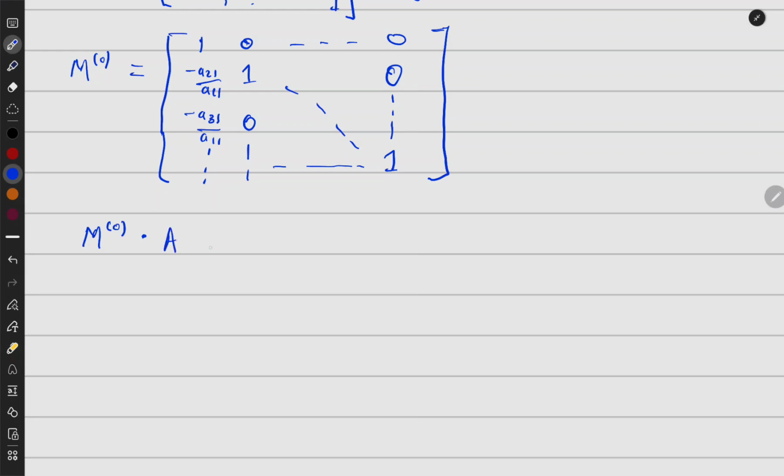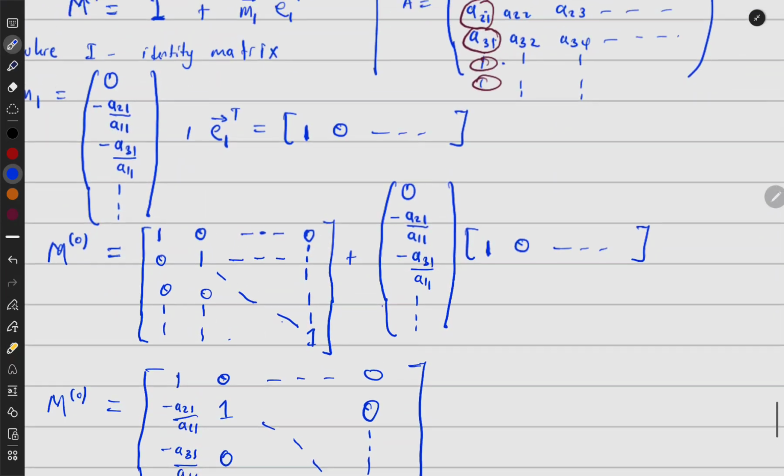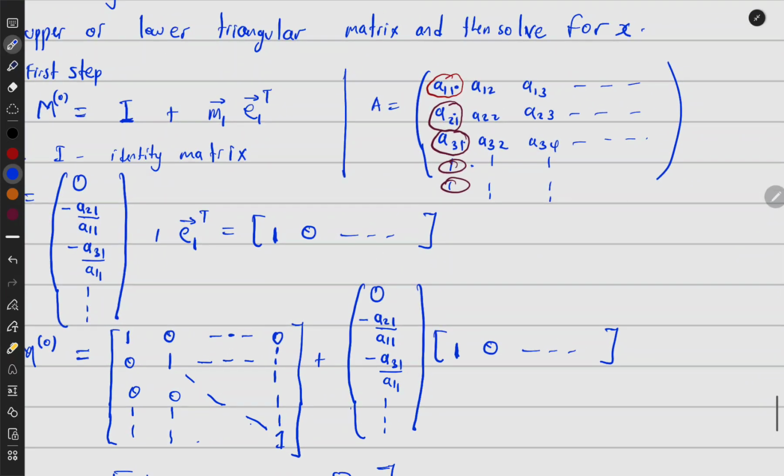So after getting that M, now when you bring this M 0, you multiply it with the A that you had, you get what we call A1. Now this A1 is a modification of matrix A. However, this time round, it won't have these ones. These ones will now be zeros.